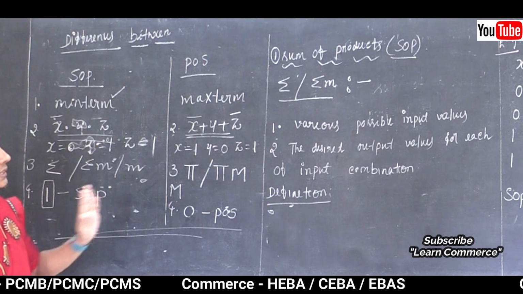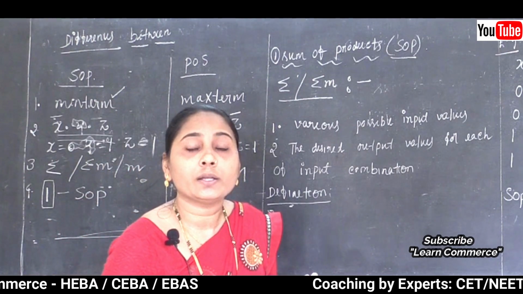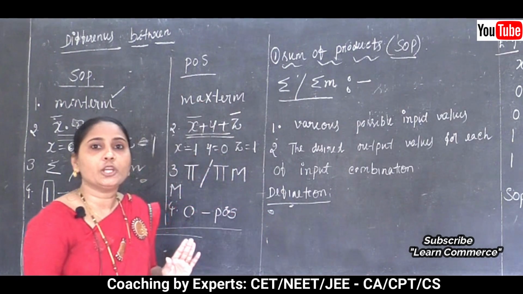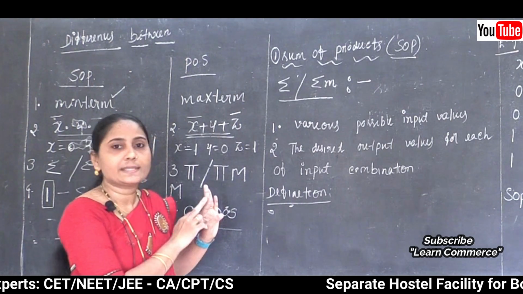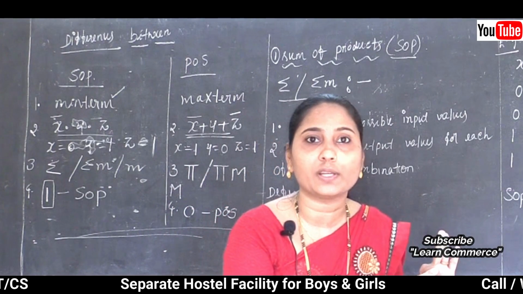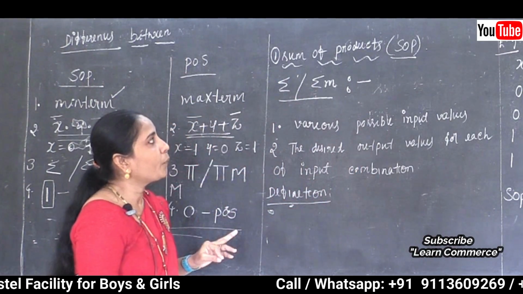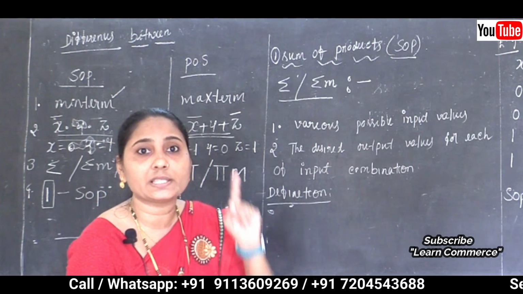Now, the next thing: we know that a canonical expression can be represented in two forms. The first one is the sum of the products, and the second one is the product of the sums. Now let's take the first point, the sum of the product, and we know that the short form of the sum of the product is the SOP.